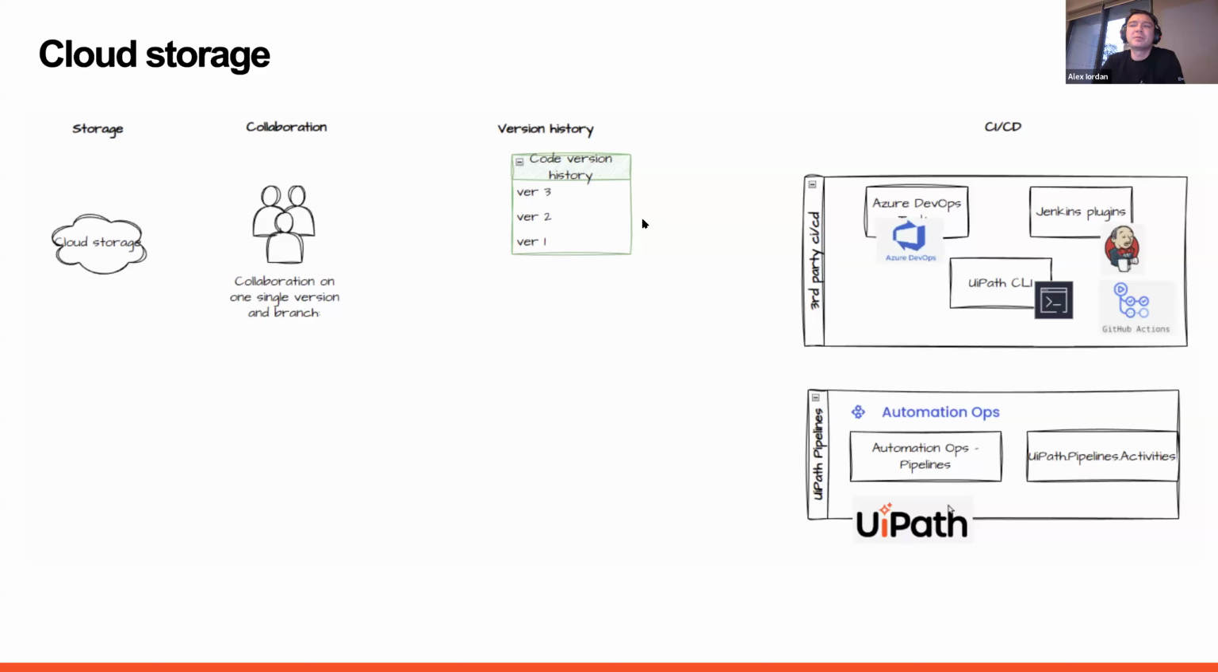We support Azure DevOps, Jenkins plugins, and you are going to see today the usage of GitHub Actions. All of these options are built on top of the UiPath CLI that you can also use directly if you want to handle it yourself or for different CI/CD engines. So this is pretty much the option for the less advanced users.